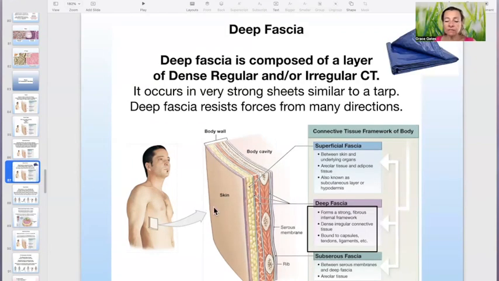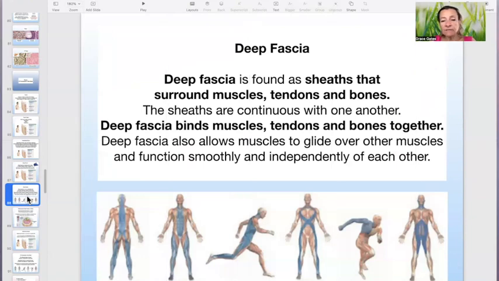Deep fascia is composed of a layer of dense regular and or irregular connective tissue. And think again of a tarp, that is a sheet that is very strong in many directions. No matter which way you pull it, it's strong. Deep fascia is found as sheaths that surround muscles, tendons, and bones. The sheaths are continuous with one another.